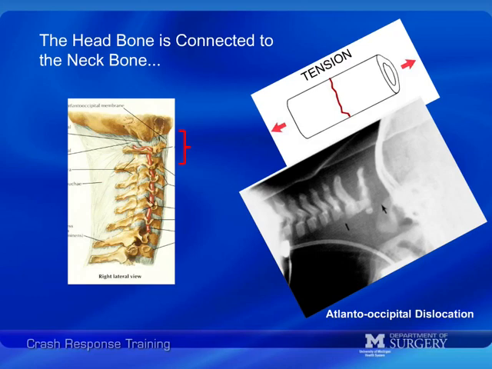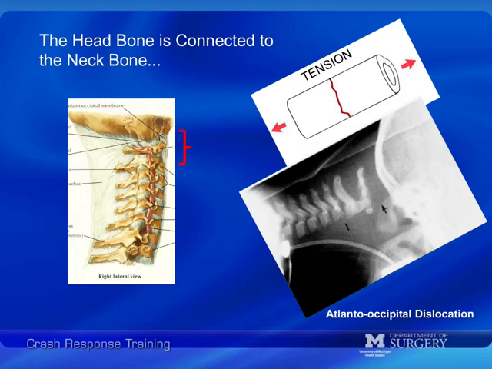You can see on the picture on the right, which is of a fatal atlanto-occipital dislocation, what happens. You notice that large gap there between the upper neck and the skull. And what's happened there is that the tension from the head trying to travel forward has pulled it off the neck.